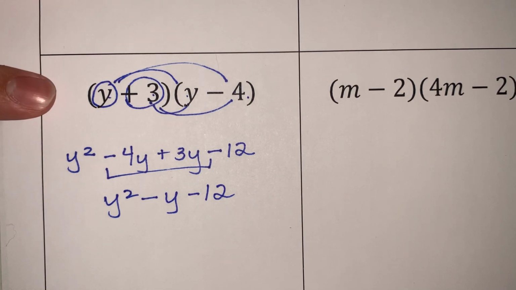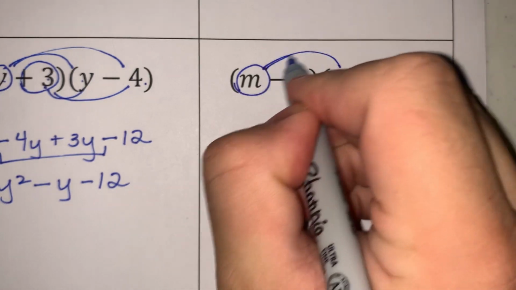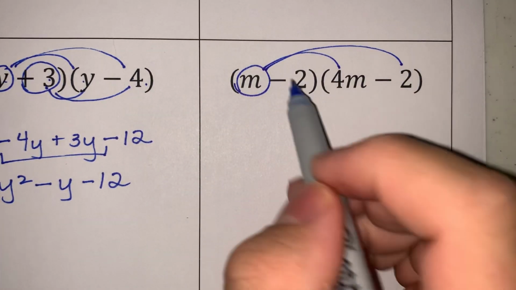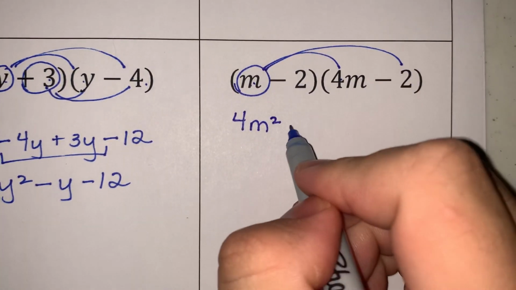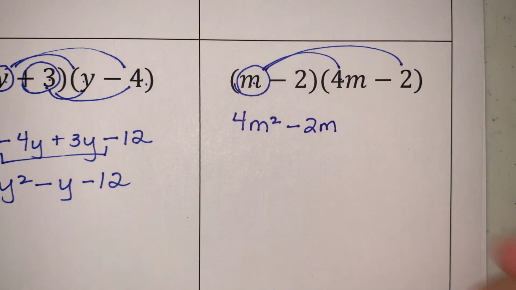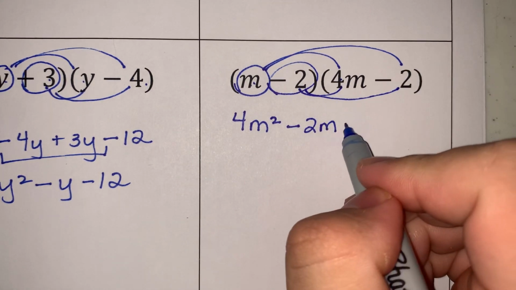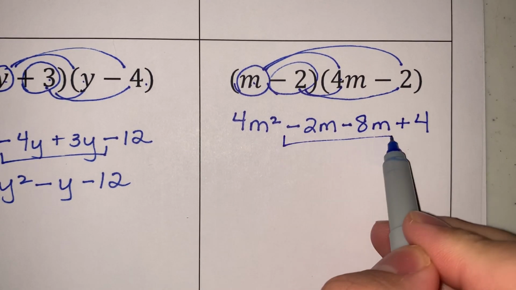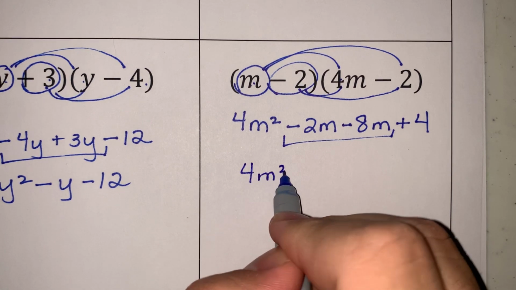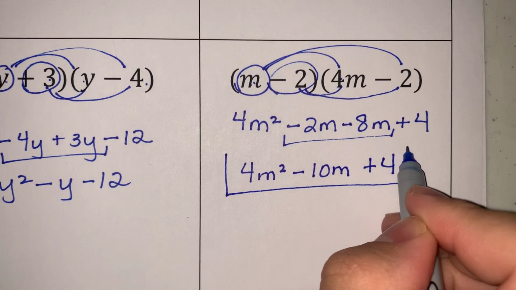All right. And then, of course, the very last example, I'm just going to get the first term, multiply it by both terms on the right. Notice the pattern. It's the same thing every time. M times 4m is 4m squared. M times -2 is -2m. Then I'm going to get this -2 and multiply it by both terms on the right. So -2 times 4m is -8m. -2 times -2 is +4. And then combine my middle two terms. So I have 4m squared minus 10m plus 4. And that's my final answer.